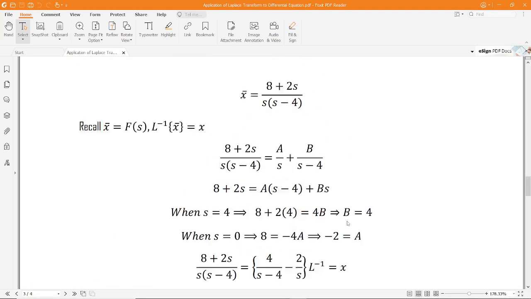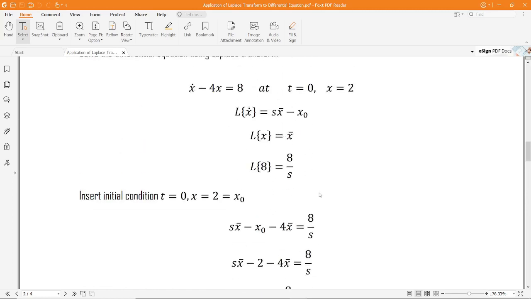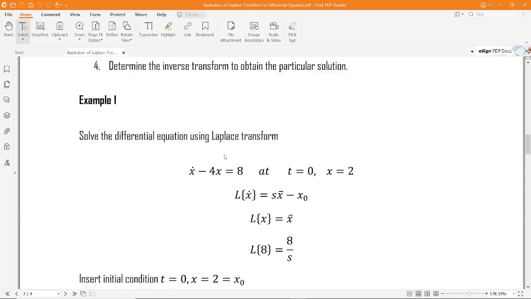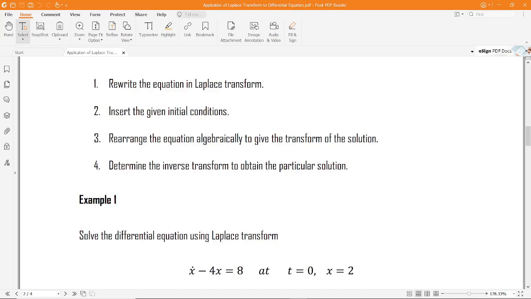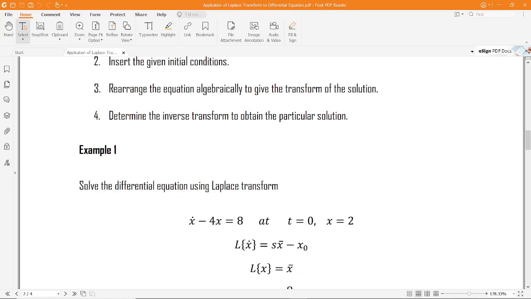Let me just run through it again. To solve differential equations with Laplace transform, you rewrite the equation itself in Laplace form. You insert the given initial conditions. Then you rearrange the equation to make x bar the subject. Then you determine the inverse.